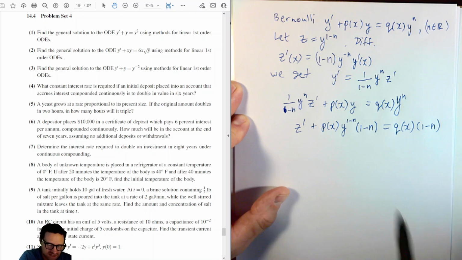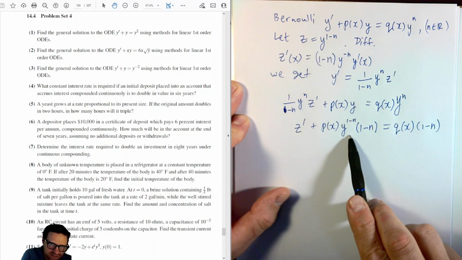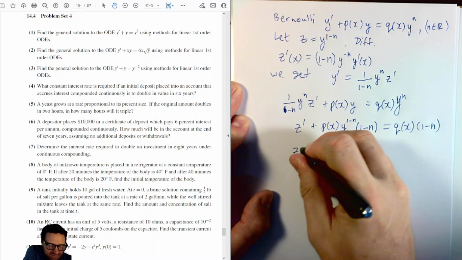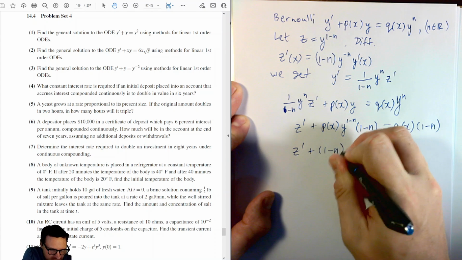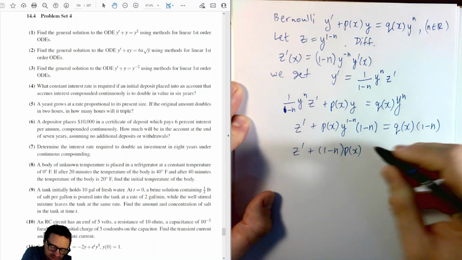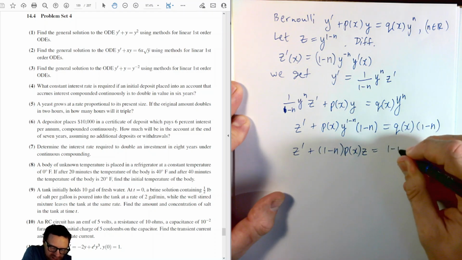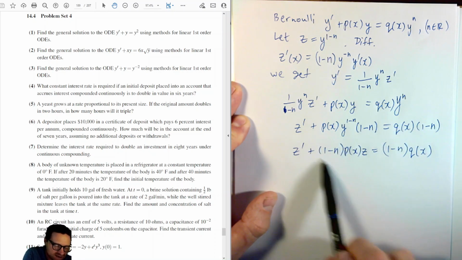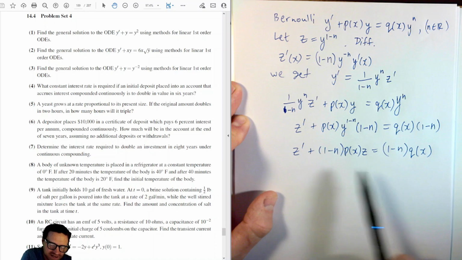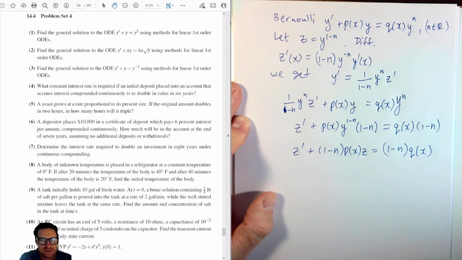Okay, now let's make an observation. Since we let y to the power of 1 minus n be z, this part right here is just z. So we have z' plus (1 minus n) p(x) times z is equal to (1 minus n) times q(x). And now notice this coefficient of z is a function of x. And this is also a function of x, since we assume that n is just some fixed real number. Okay, so now this equation is linear.